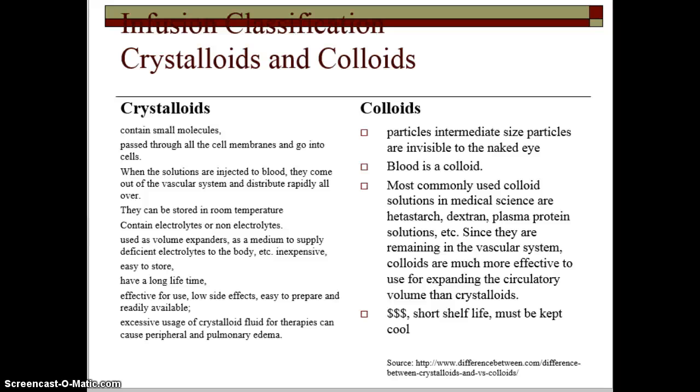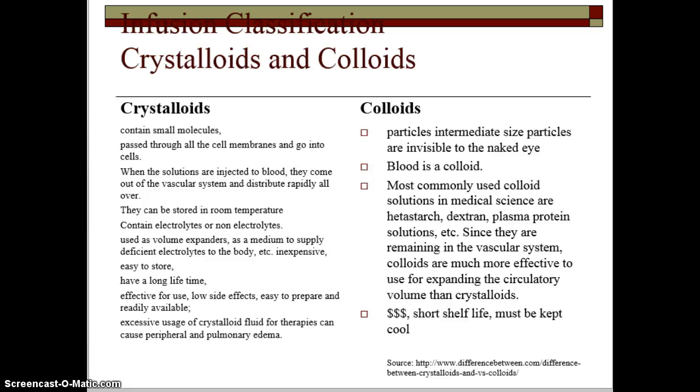When we look at crystalloids and colloids, those are different types of infusions. Crystalloids are the things that we hang, the IV, the lactated ringers. Colloids, blood is the most common colloid that we hang. But other ones are hetastarch, dextran, plasma protein solutions. Crystalloids are a lot more convenient because they have a longer shelf life, they're easy to store, they don't cost as much money, and they can be stored at room temp, whereas our colloids or our blood products, our blood transfusions, have to be kept refrigerated.